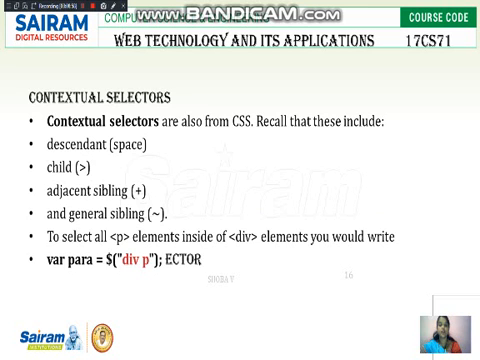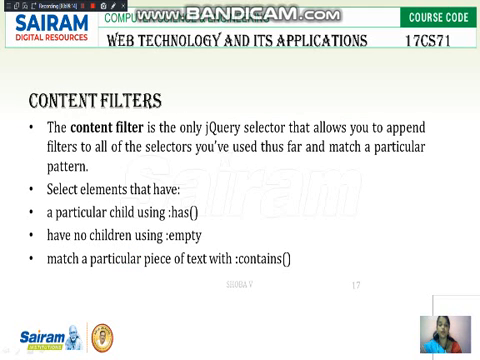Contextual selectors are also from CSS, and here we are using descendant, child, adjacent sibling, and general sibling. To select all the paragraph elements inside these elements, you can write the below syntax. And content filters are jQuery-only selectors that allow you to join filters to all of the selectors you have used so far, and you can match a particular pattern. You can select the elements that have a particular child, or that have no children, by using the empty statement, and you can match a particular piece of text with colon contains.